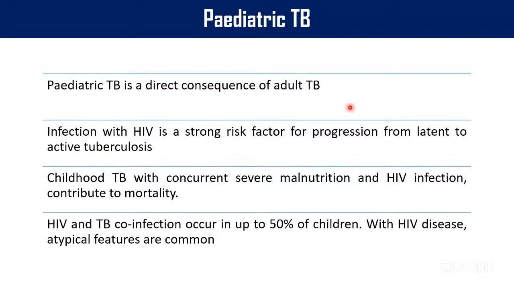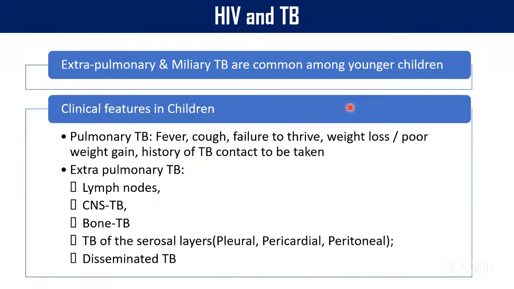This co-infection occurs in up to 50% of the children, and HIV disease many a time can present with atypical features. So extrapulmonary TB and miliary TB are common, and you can also have CNS TB, lymph node TB, bone TB, and other TBs in these children.